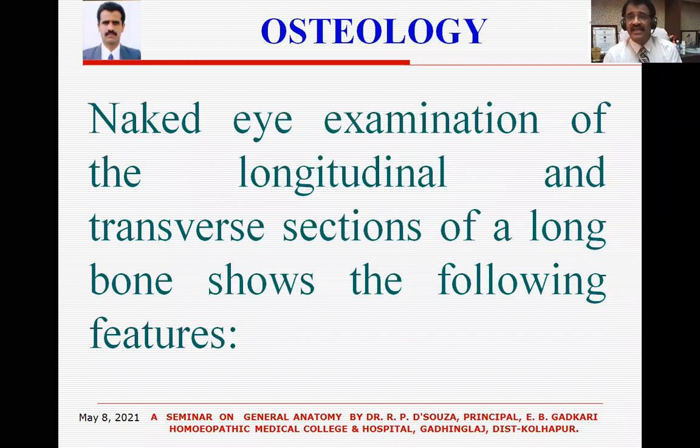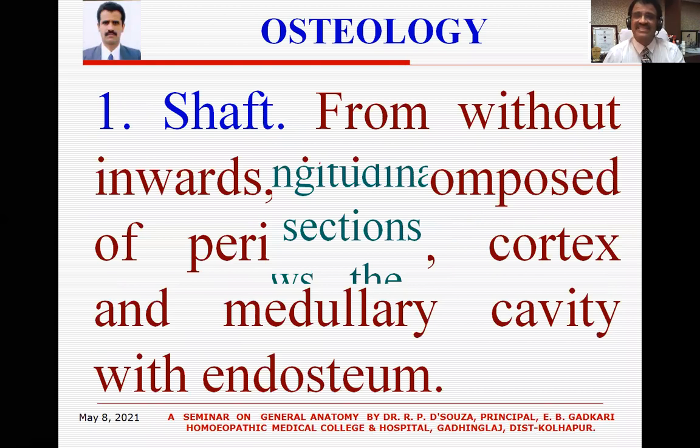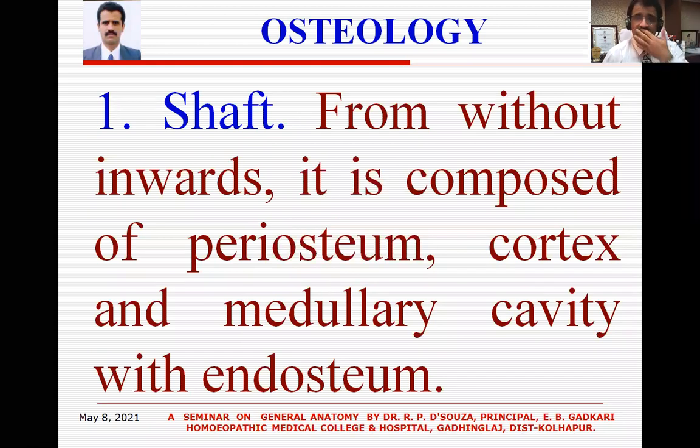Okay, the naked eye examination of the longitudinal and transverse section of a long bone shows some features like the shaft and two ends. So let us understand what is the meaning of shaft. From without inwards, the shaft is composed of periosteum. So the outer layer is periosteum, the next layer is cortex, and the inner layer is the medullary cavity. And this medullary cavity has endosteum inside. So just like periosteum outside, endosteum inside. In between periosteum and endosteum, there is a cortex. So apart from endosteum, in the cavity, there is a medulla. So it is called the medullary cavity.